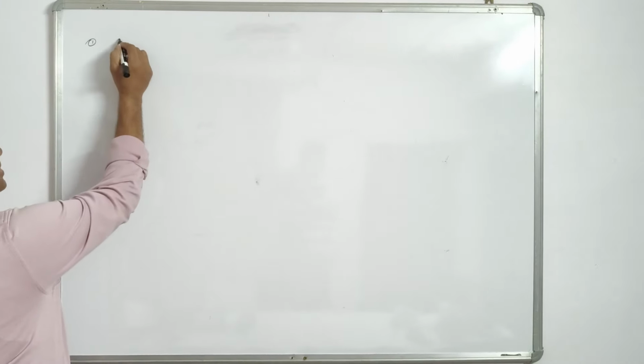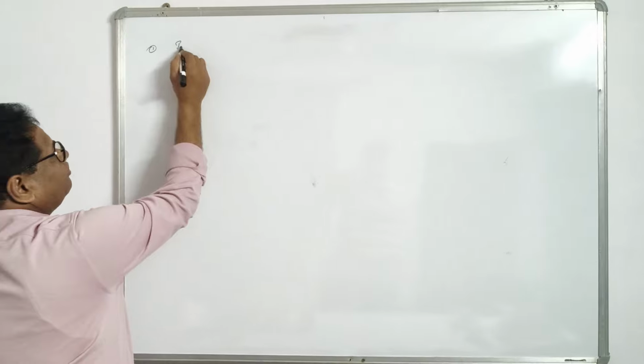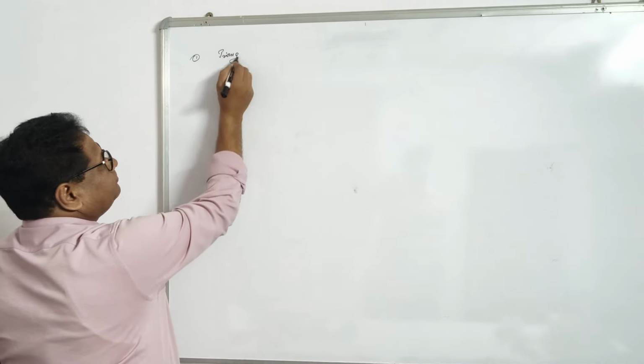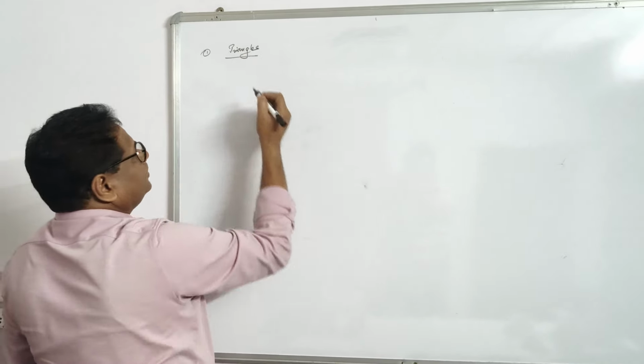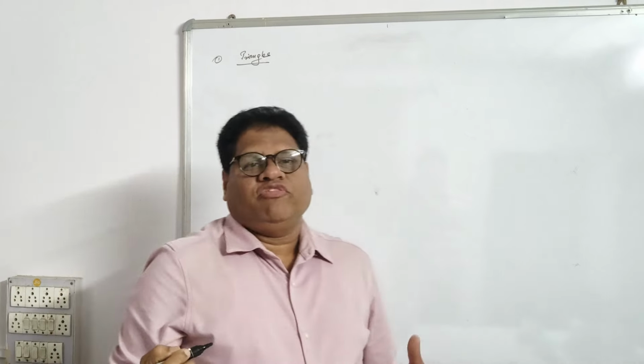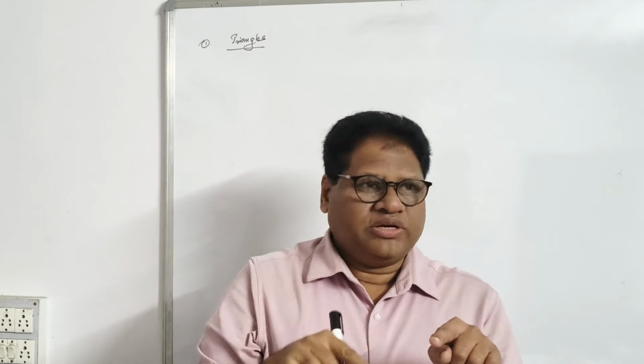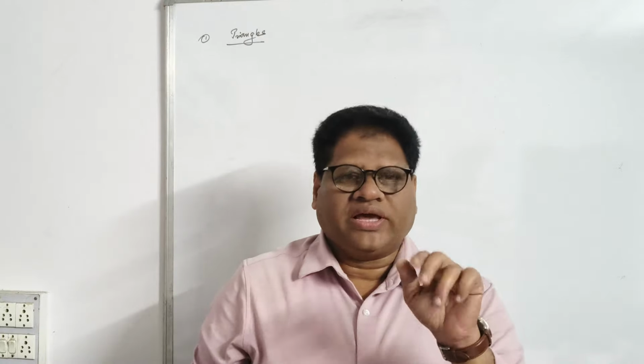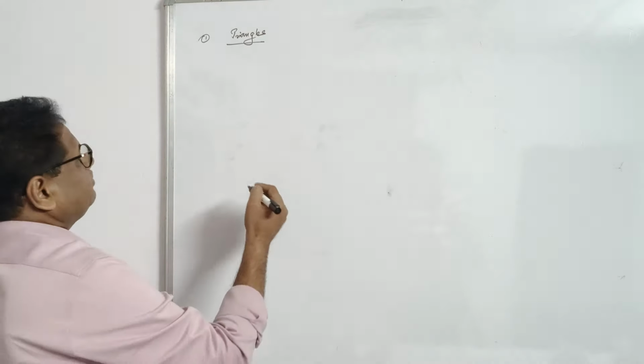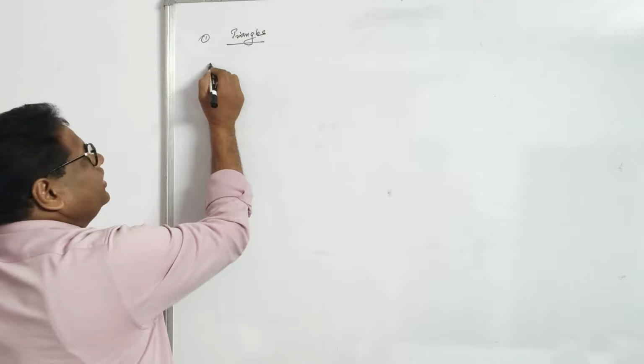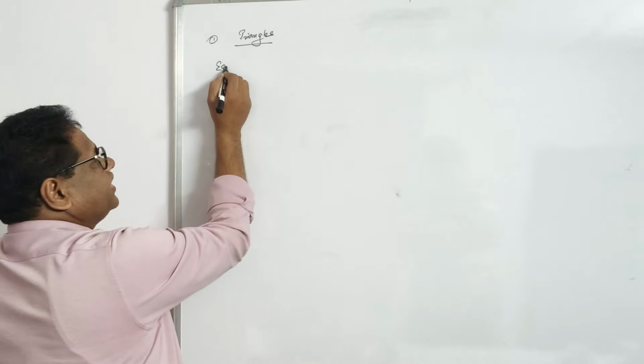First of all, let us discuss the most important topic, that is triangles. You know a triangle is a three-sided figure. That means it has three sides, in fact three angles. There are different types of triangles. First of all, let us discuss the equilateral triangle.